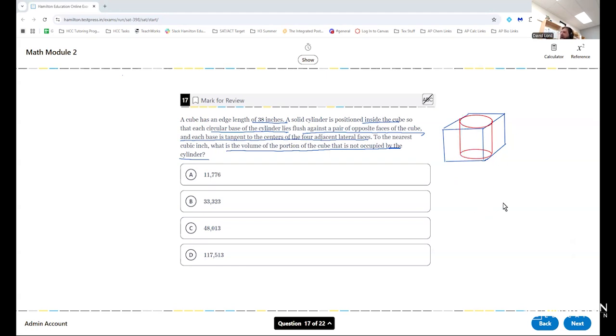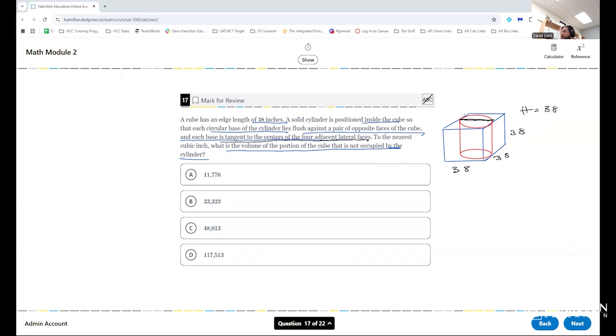Something like that. All right, but it said, again, some very important information. Pan back. We knew that the total length is 38, 38, 38, since it's a cube. So the height of the cylinder is also 38. But in order to find the volume of the cylinder, we need to find the radius. And so that is what this part is talking about: how it's flush, again, it's tangent to the centers of the four adjacent lateral faces.